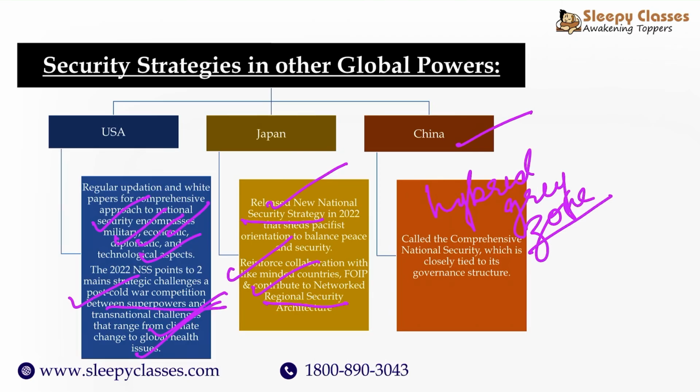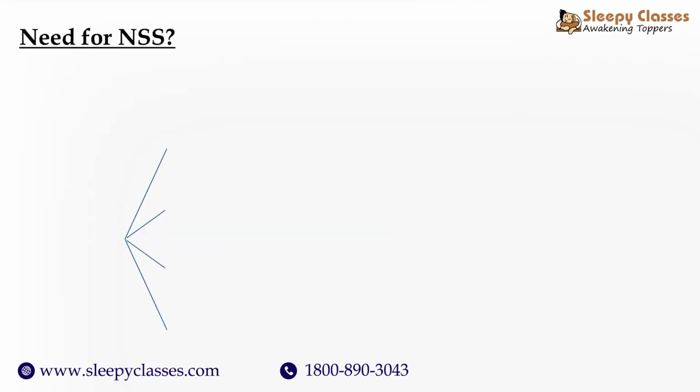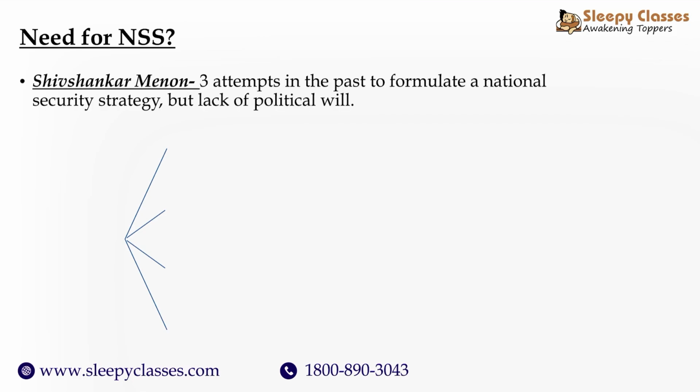Even Pakistan, for that matter, has a national security strategy in place, which was incorporated in 2022 till 2026. Right? Therefore, these ideas have been raised time and again that it's high time that India also comes up with a national security strategy. And Shiv Shankar Menon also underlines how the attempt to formulate a national security strategy has been tried in the past, but somehow it has not been able to work out.